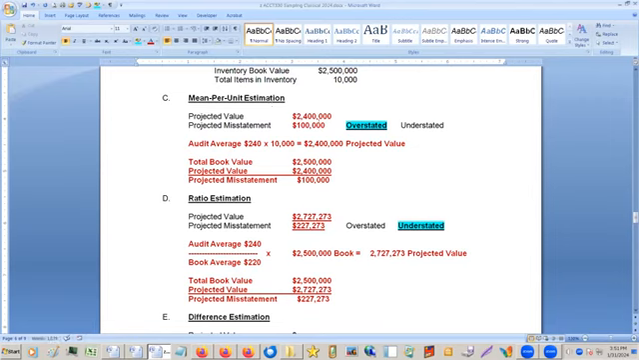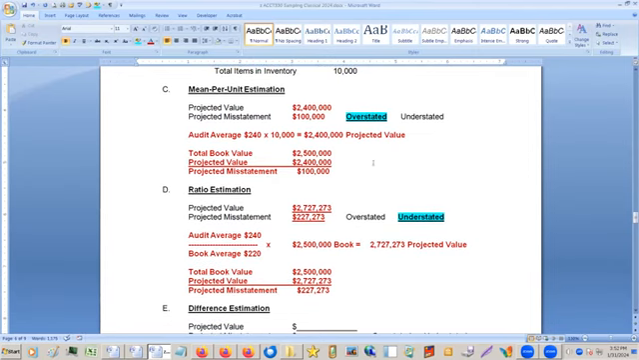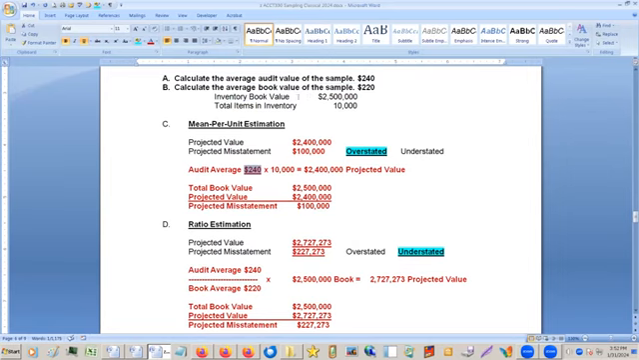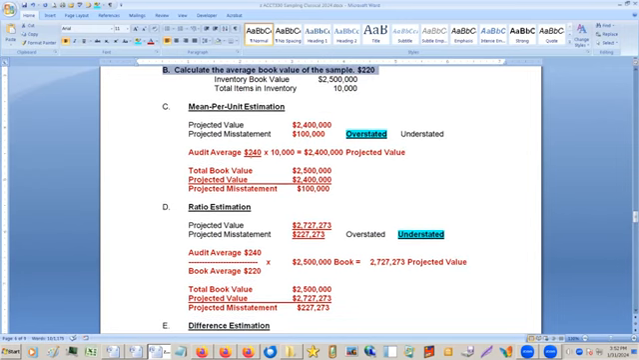So this one is a little bit odd in that they will give you different numbers. If they didn't give you different numbers, there'd be no reason to have two different methods that give you the same number, obviously. But it is possible that they'll even tell you whether they're understated or overstated. And the mean per unit is kind of a wacky one compared to the other two. They're all different in their own ways, but this one doesn't take into account the book value, the average book value, at all. It's just what is the audit average.